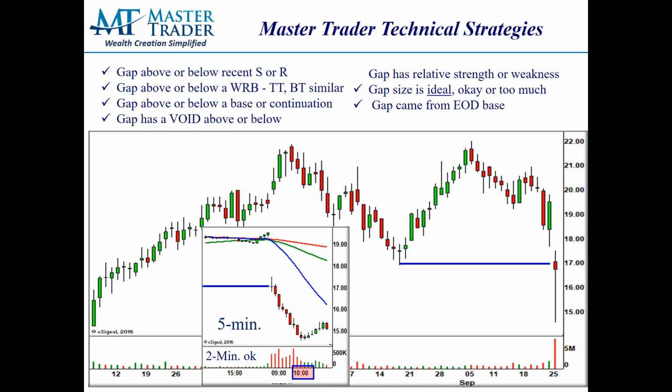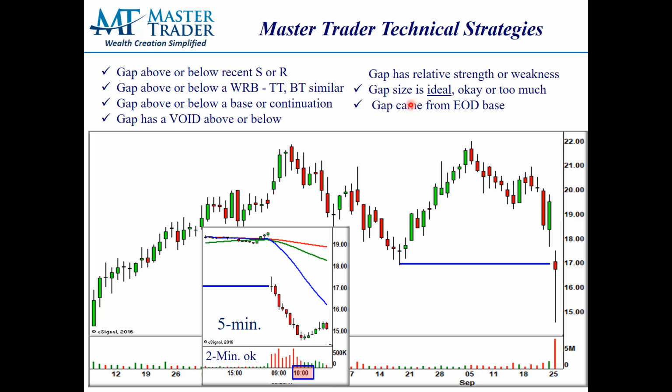Okay, so definitely gapping below support. It gapped below a bullish wide range bar. So there was lots of shock right there because of the size of that reversal. It was gapping below the continuation and this pivot low right there. It definitely had a void. Again, we don't know about relative strength and weakness.